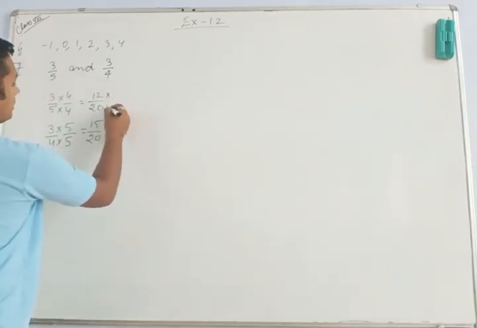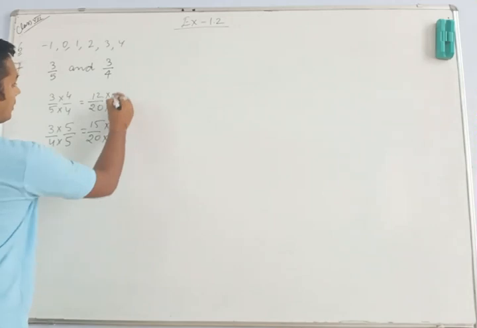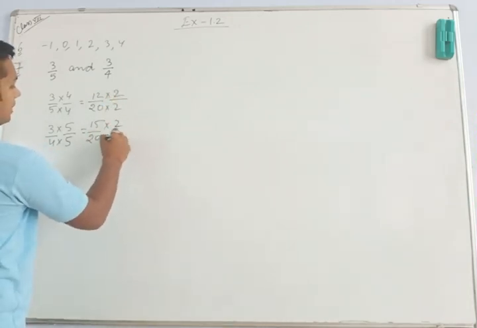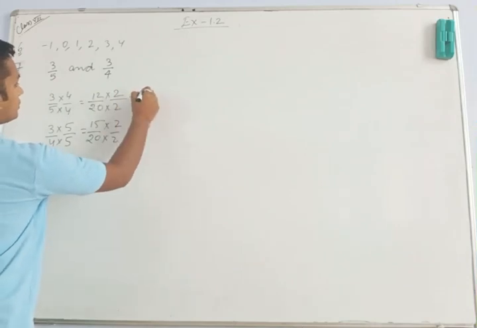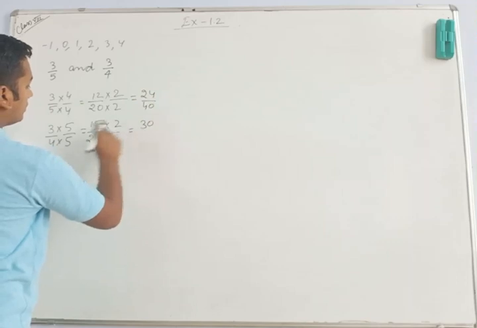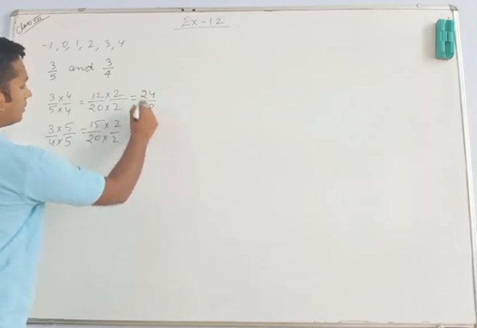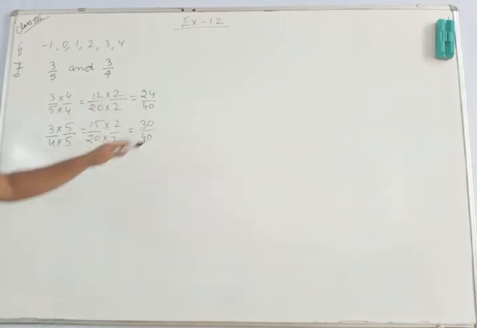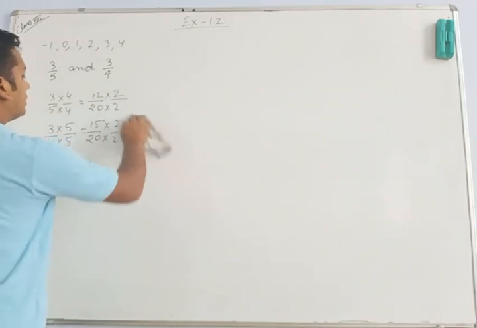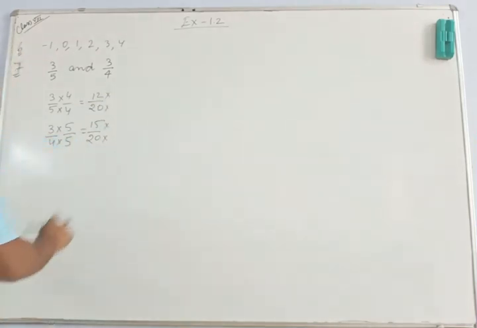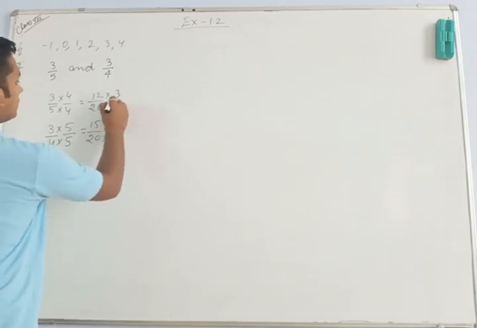Now I will multiply it with some number, to find out whether it will be sufficient or not. So let us multiply it with 2 first. Now 12 twos are 24 upon 40, and 15 twos are 30 upon 40. Will I get 10 rational numbers? No, obviously, because only 6 numbers will come in between 24 and 30. So I have to multiply it with a bigger number. So let us take 3 here.